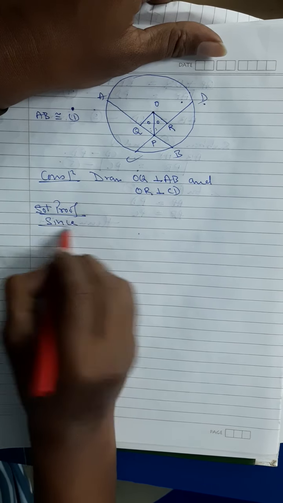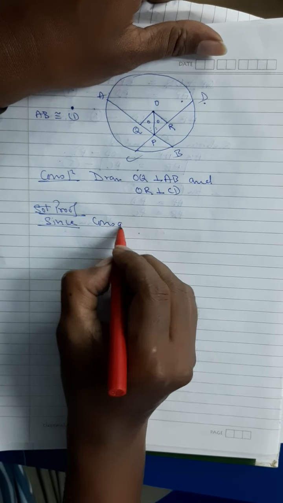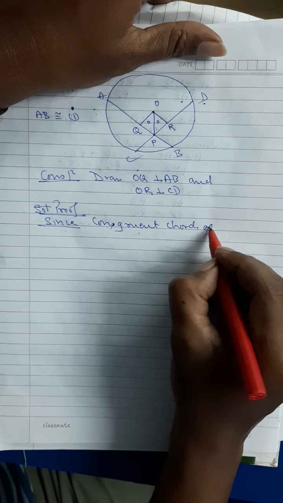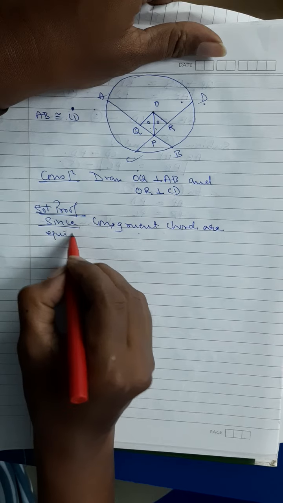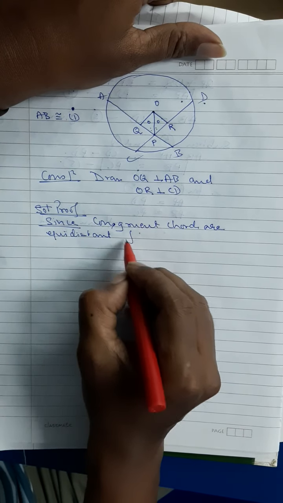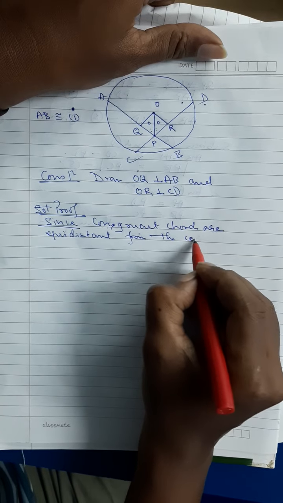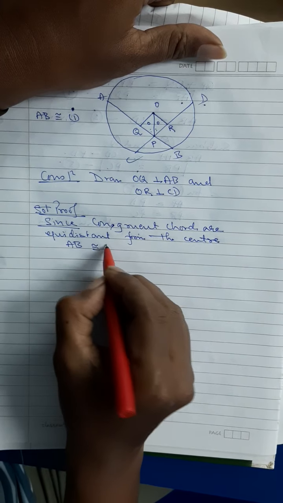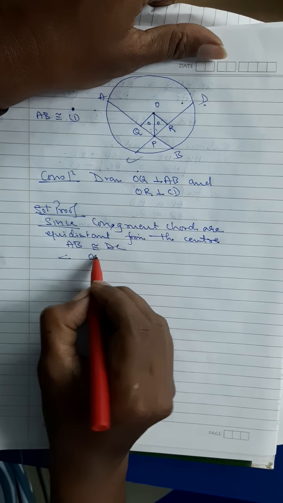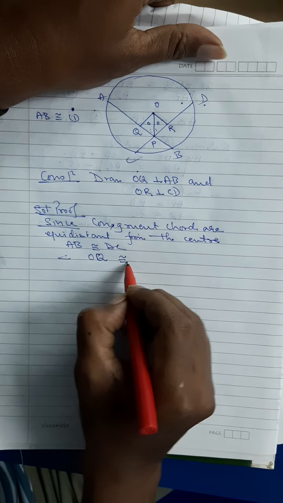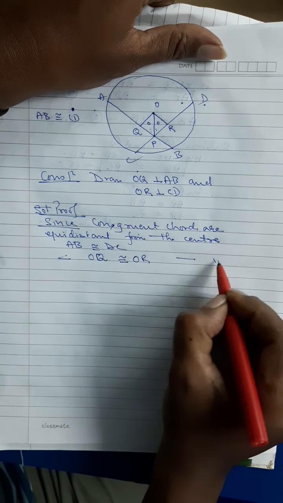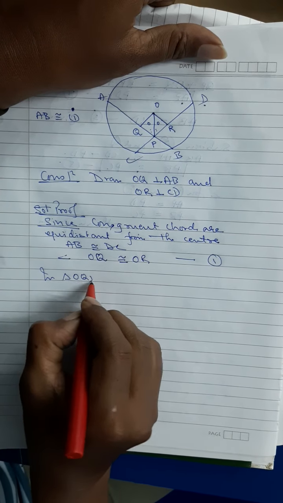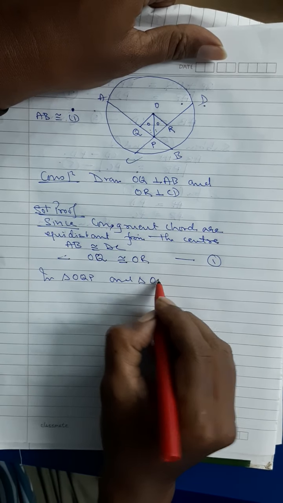Since congruent chords are equidistant from the center, AB congruent to CD, therefore OQ will be congruent to OR. This is your first point. Now you are free to prove in triangle OQP and triangle ORP.